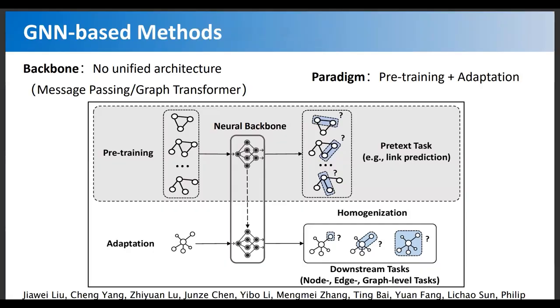Professor has introduced the major paradigm of graph foundation models. Typically, we will have a neural backbone, usually a graph neural network, to be pre-trained and then transferred to adapt to downstream tasks. So in this part, I will introduce these methods from three aspects, namely the neural backbone, pre-training methods and adaptation methods.